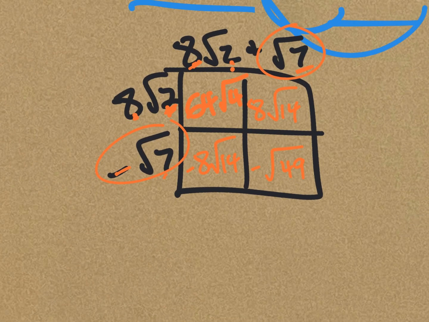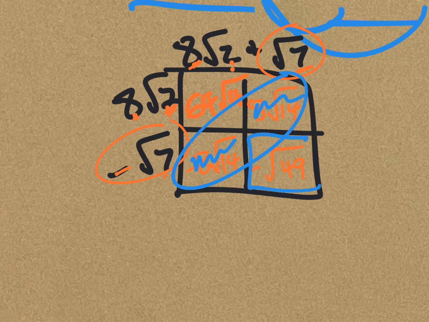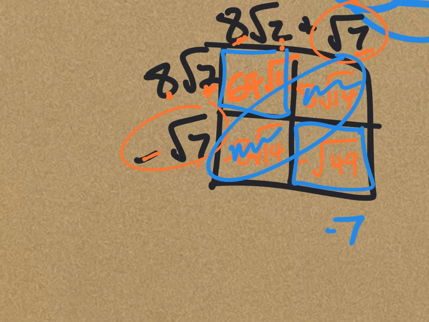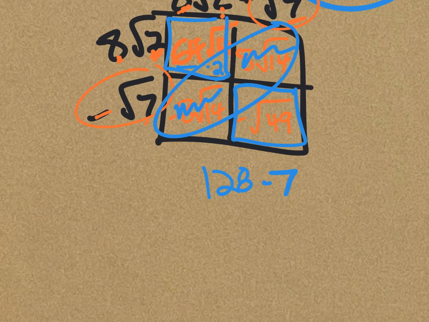So after you multiply, then you're kind of checking, is there something I can reduce, simplify, whatever. So here's what I see. 8 square root of 14, negative 8 square root of 14. They go. Square root of 49. That's 7, or negative 7. Up in this top left box, 64 square root of 4. I think that's 64 times 2. 64 times 2 is 128. Combine it with the negative 7. 121.